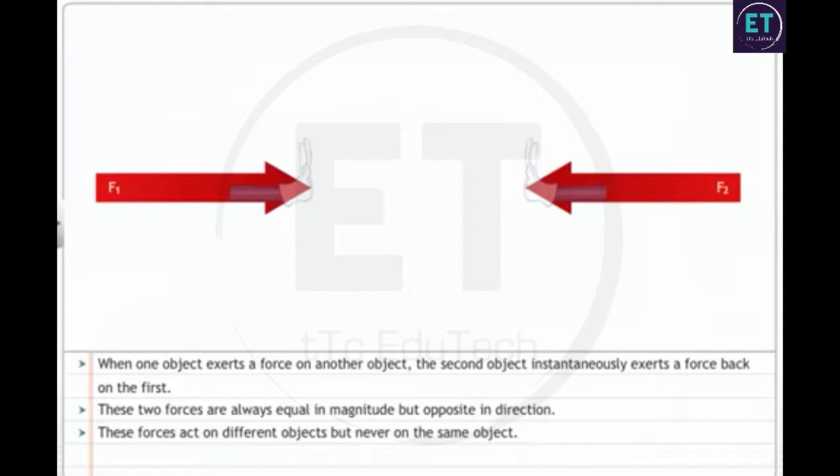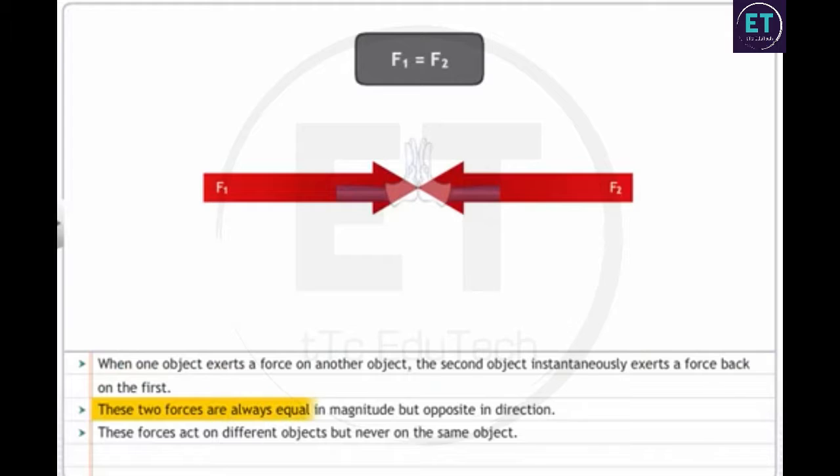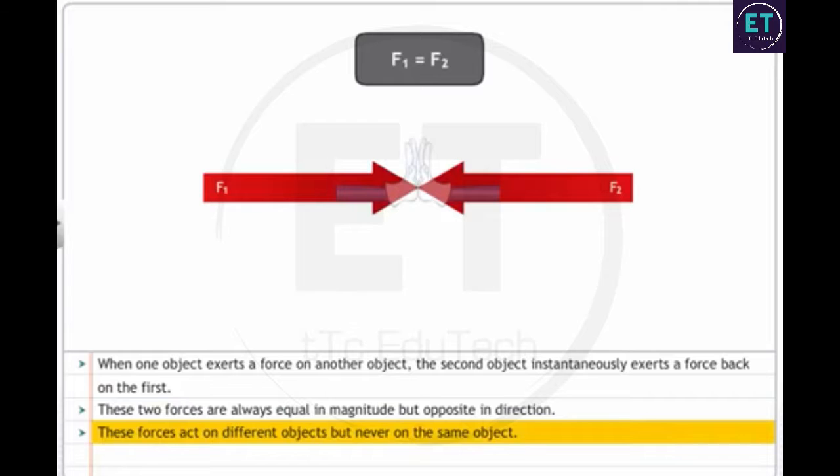Newton's third law of motion, also known as the law of reactive forces, states, when one object exerts a force on another object, the second object instantaneously exerts a force back on the first. These two forces are always equal in magnitude but opposite in direction. These forces act on different objects but never on the same object.